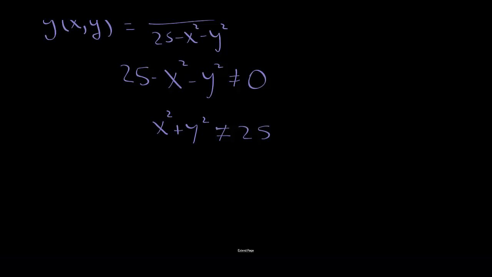Okay. Well, that's everything on the circle, right? So the domain of this is everything but what's on the circle. You just can't plug in any ordered pair on this circle. Now see that?